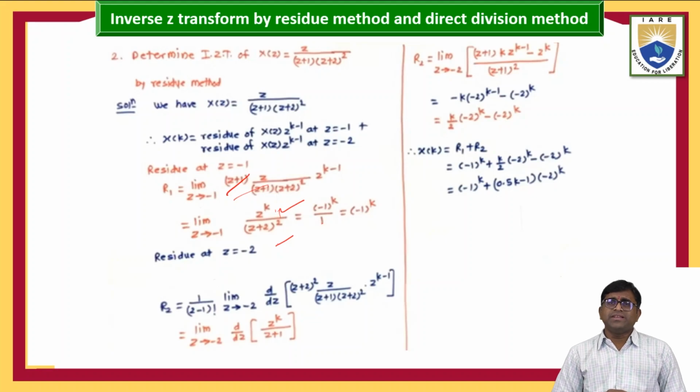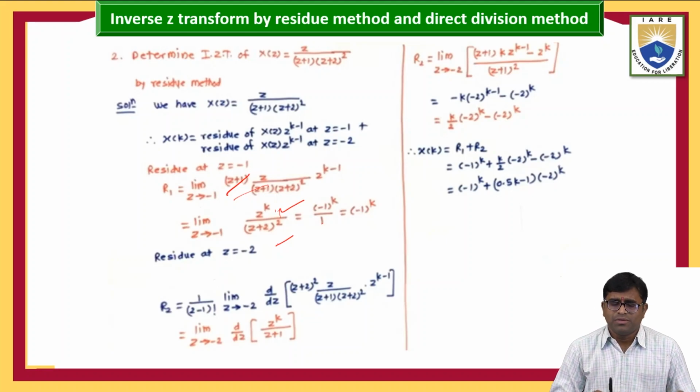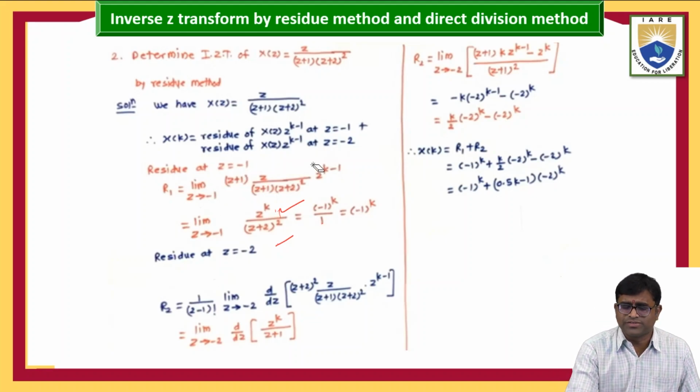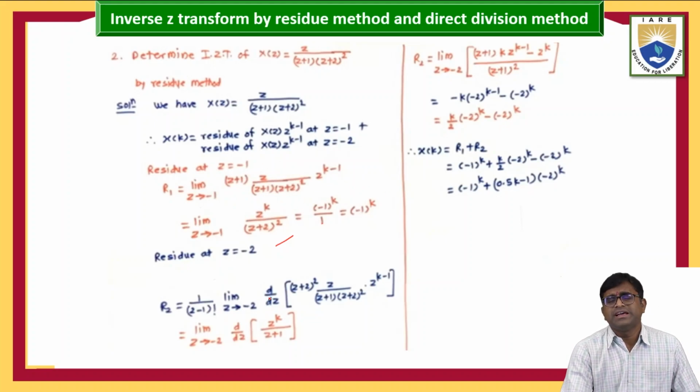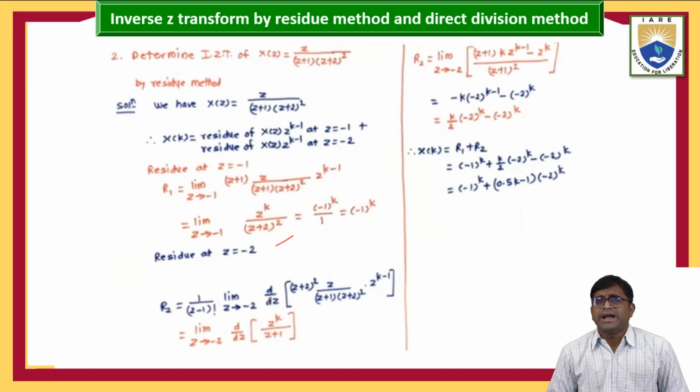Coming to the next one, the residue of the second pole. What is the second pole? That is (z+2)^2, which is a repeated pole at minus 2. So what is the formula for this one?